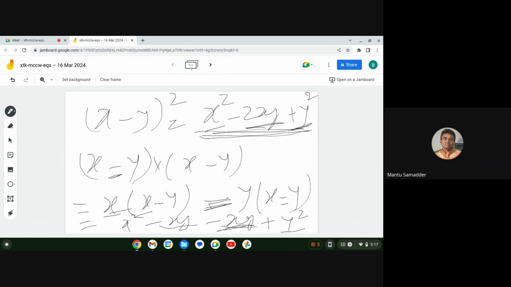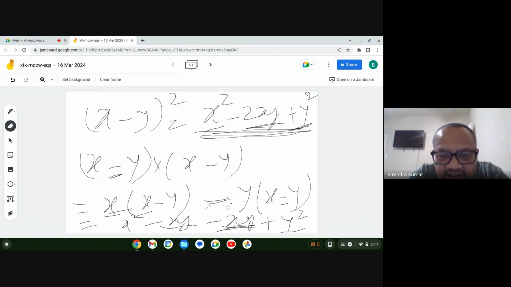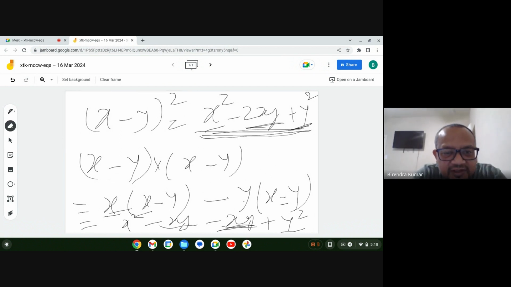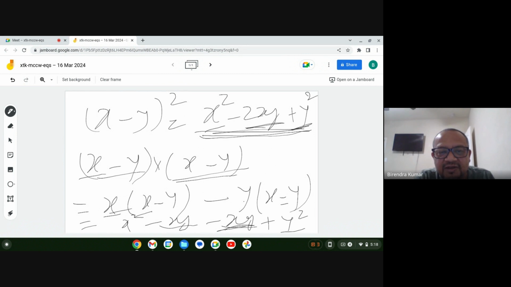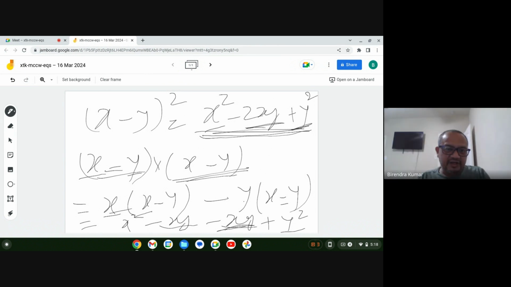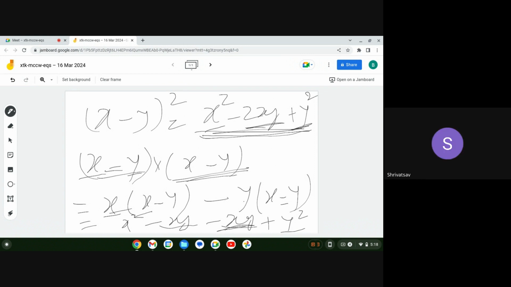Wait, is that an equal to symbol between those expressions? No, I just overdid that. Since I was explaining that to you guys, I probably put one extra line there. So x minus y into x minus y, right? I am just splitting them. So x into this value minus y into this value. That is how I'm breaking the brackets, right? Are you guys clear about what I'm doing right now? Yes. Okay.